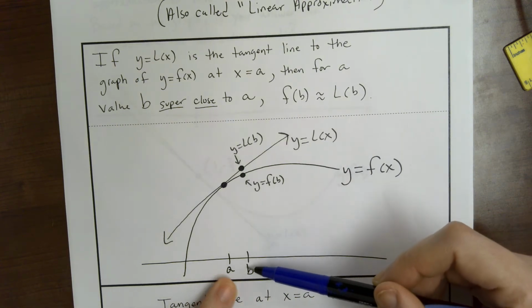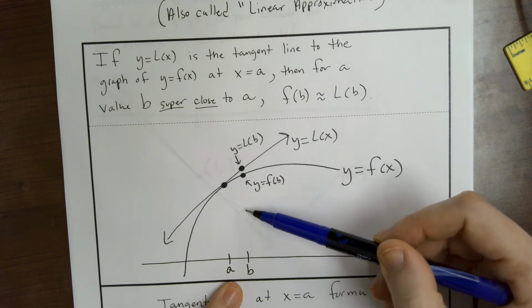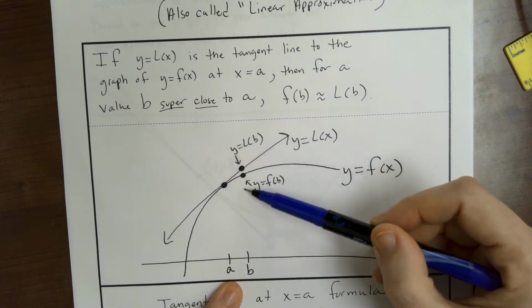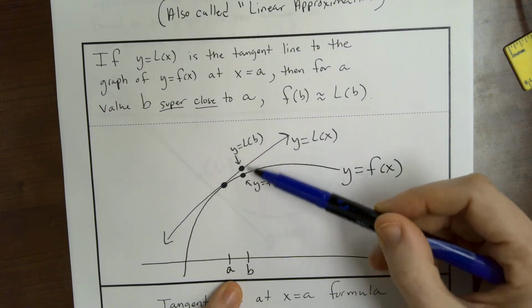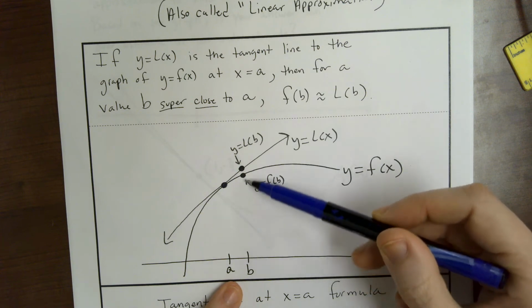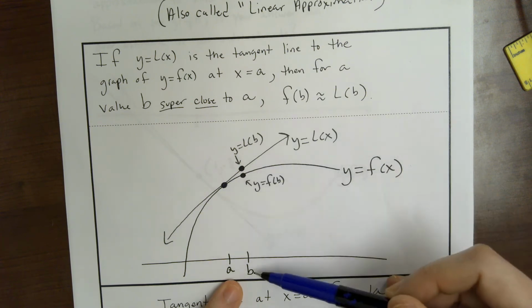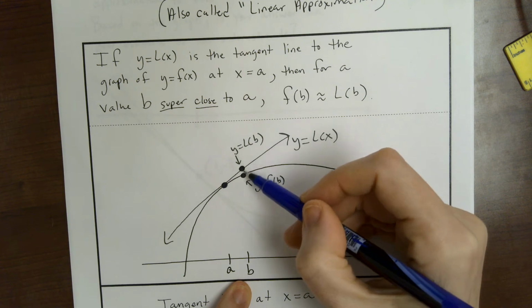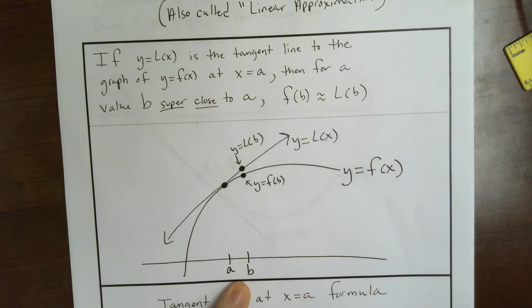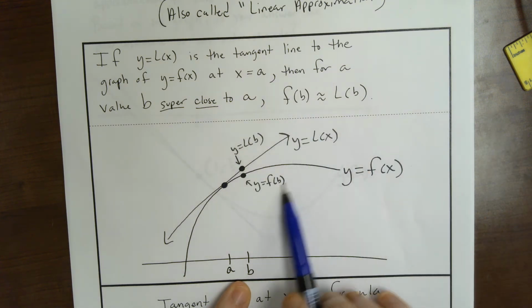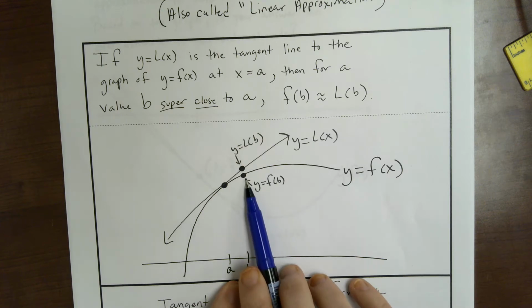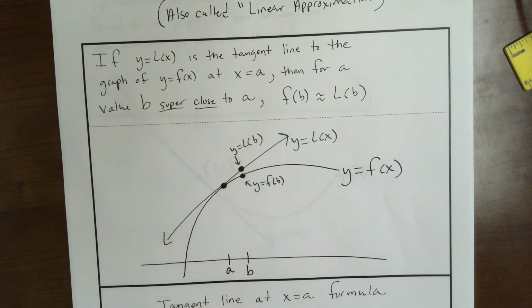So if you go up to the graph and find the points, both points on the line and the original, if you look at both of those y values that you get when you plug b in, they're really close. So what they're saying is that this y value, f of b, can be estimated by the y value L of b.